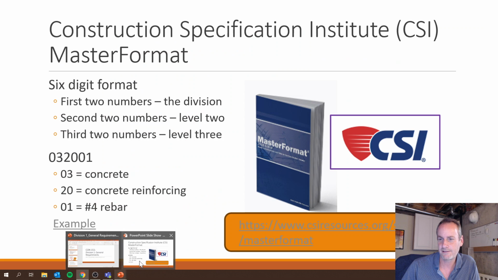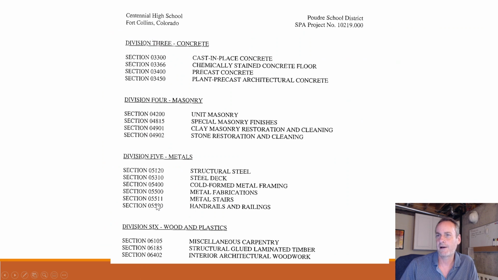But let's get back to this PowerPoint. This is an example of some project. What is it? Centennial High School. It looks like there was a renovation at Centennial High School, which is here in Fort Collins, and you can see the layout of this document where we do have concrete, and we're in section 3, and then 30, which would be cast in place type concrete, so on and so forth. So that's just an example of what it would look like.